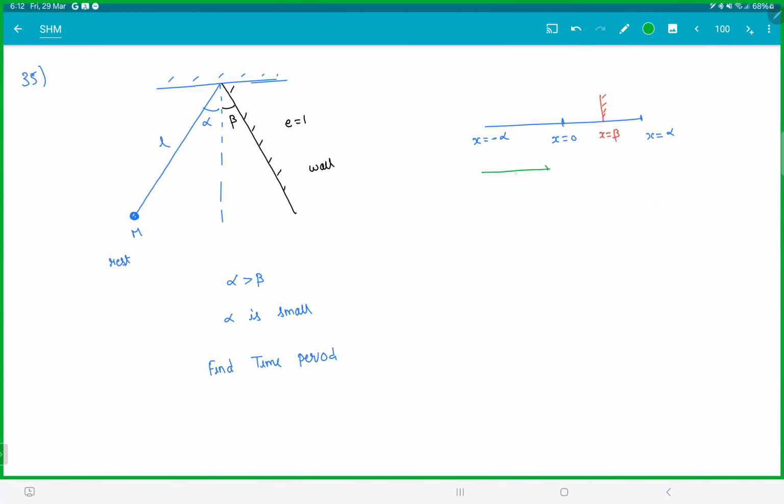So from here to here, the time taken is T by 4. Let this be small t. So what is small t? We know x is equal to a sine omega t. I'm just converting everything into x. So here x becomes beta, a becomes alpha, that is sine omega t. So time will be 1 by omega sine inverse beta by alpha.